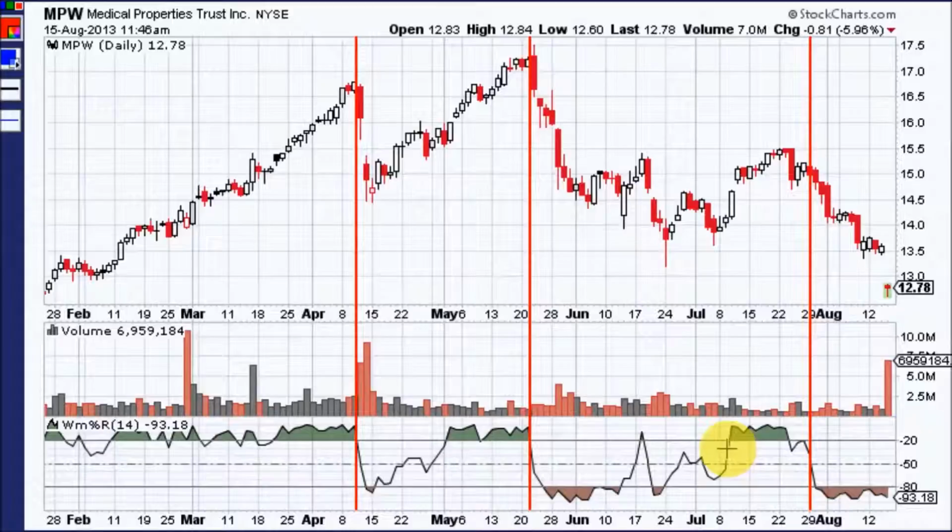Here's another one. %R is above minus 20. Here's your first warning when it dips below it. It tries to get back above it, and when it breaks support right here and drops below minus 50, the stock goes down.